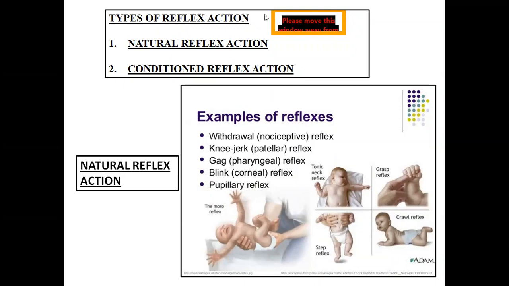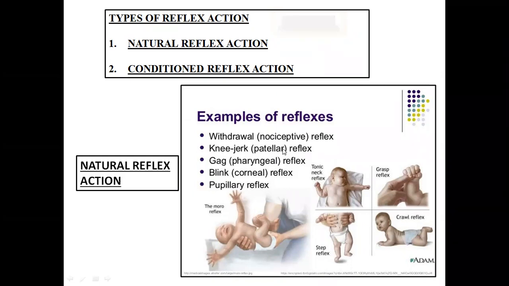Here are some examples shown over here, like withdrawal. Suppose you are touching a hot object. Will you require some previous experience to feel that it burns your hand, and not remove your hand until your fingers are burned? It's not like that. Whenever you touch a hot object, you feel the heat and instantly you move your hand. This is an example of the withdrawal reflex. Next is knee jerk, another example.